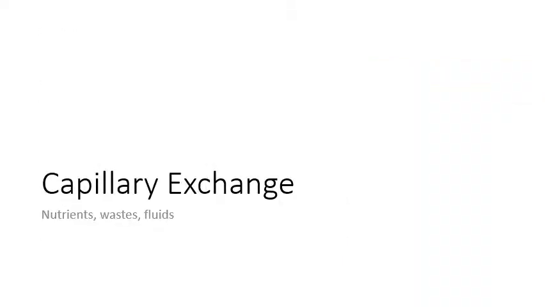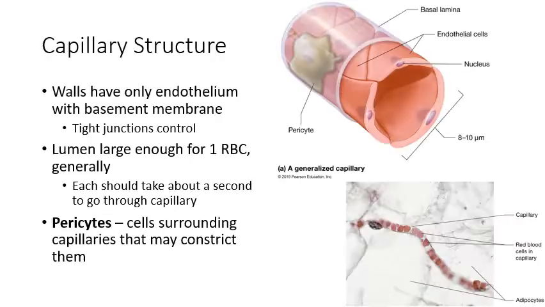Okay, now we'll talk about capillary exchange, which means how substances are moving across the capillary walls. That would include gases, of course, but that also includes waste products. Well, CO2 is a waste product, but it includes other waste products and other nutrients like glucose, and also water itself. So earlier we talked about the structure of arteries and veins, but we didn't specifically talk about the structure of capillaries. While your arteries and veins have the three layers, the tunica intima, tunica media, and tunica externa or adventitia, the capillaries only have the tunica intima.